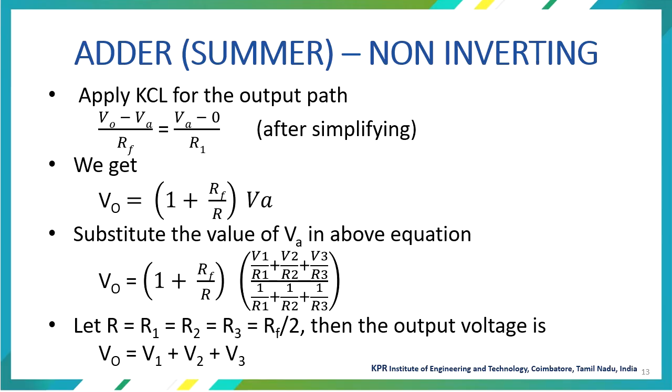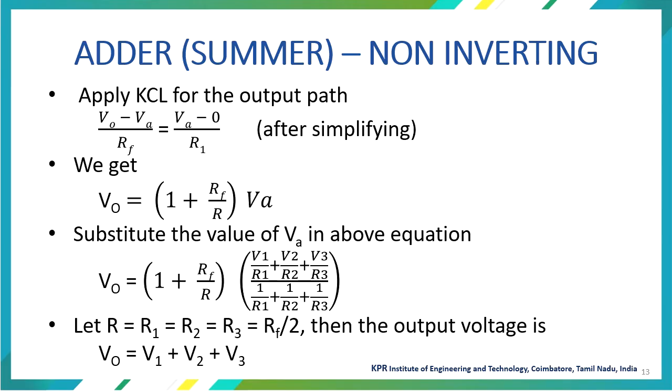So we need to simplify this equation so that we can substitute the value of VA in this equation, so we can get the relationship between V0 and VA. So after the simplification, we will get V0 will be equal to (1 plus RF by R) into VA. We need to substitute the value of VA which was calculated in the previous equation. So VA will be equal to, the numerator will be V1 by R1 plus V2 by R2 plus V3 by R3. The denominator is 1 by R1 plus 1 by R2 plus 1 by R3. So this value we need to substitute in this equation.